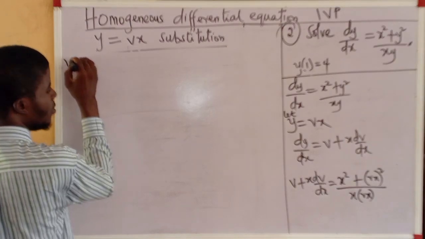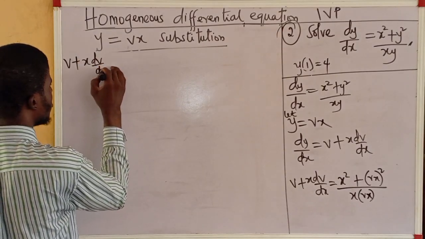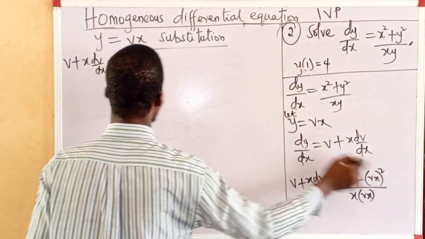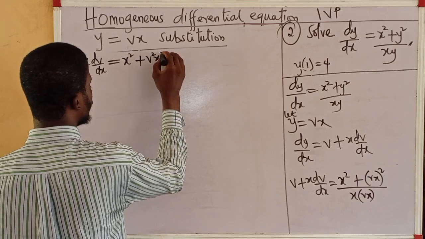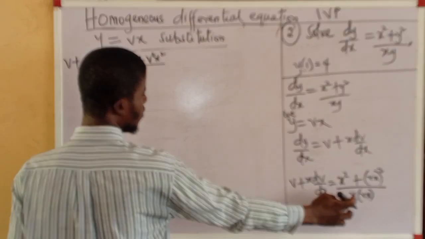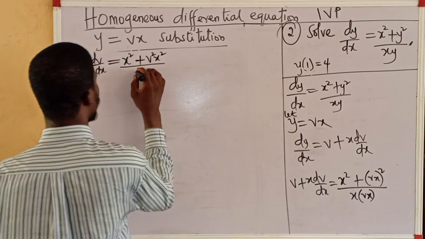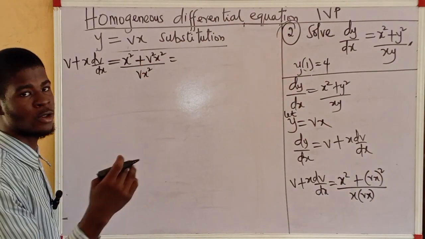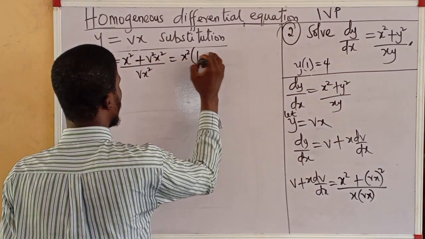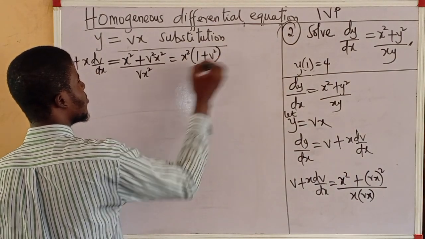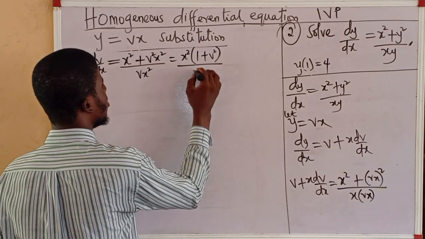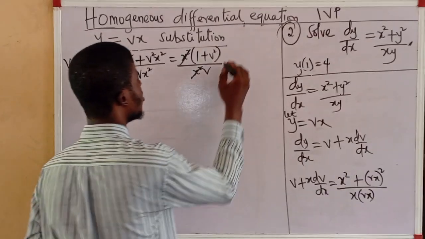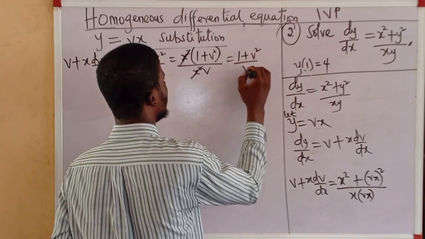So we have v plus x dv/dx equal to x squared, and this will give us v squared x squared upon x times vx, that's vx all squared. I can actually factor out x squared from both top and bottom: x squared into 1 plus v squared, right? That is it. All over, what's here? x squared v. So x squared take away x squared, we are left with what? 1 plus v squared all over v.